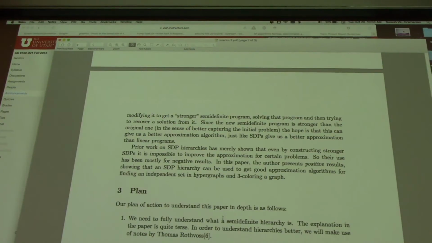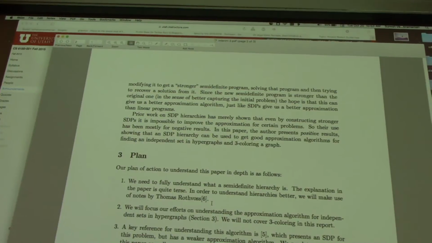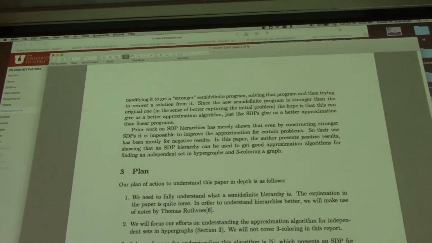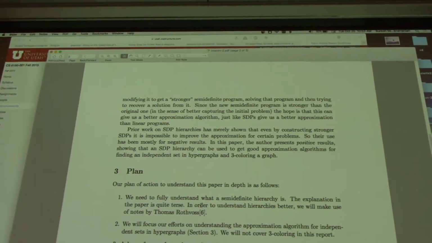So, the plan is this. We need to fully understand what a semi-definite hierarchy is. At this point, we're not quite sure we understand what it is. The explanation in the paper is there, but it's very terse. In order to understand hierarchies better, we will make use of these notes by this other person. I went and looked, and I found these nice little lecture notes on this topic, and I said, oh, I'm going to read those, and that's going to help me understand what a semi-definite hierarchy is before I can understand what this paper is doing.